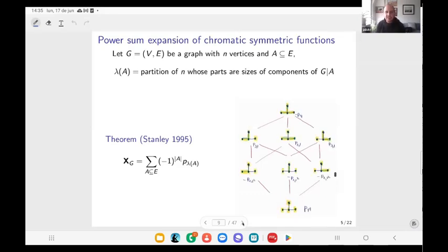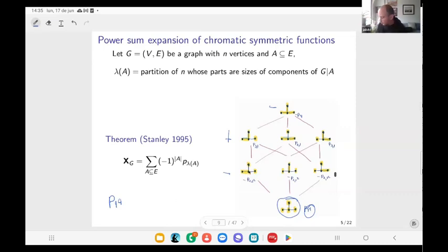This gives us the connected components. If I have no edge selected, then everything is an isolated vertex, so I have 4 isolated vertices. So I have the partition 1 to the power 4, and I get the corresponding term p1 to the 4. Since the size of the empty set of edges is 0, I have a positive sign. Then when I go here, I get a negative sign, and here a positive sign, and then negative signs.